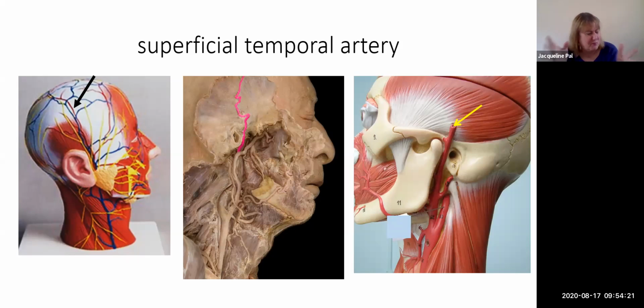And so be very careful with your wordage. People often say, oh, I can see the pulsating vein. No, it's the artery that's pulsating. But if you see the blue structure that's not pulsating, yes, then that is the vein. So this is the superficial temporal artery, and that and the facial artery were all you needed to learn.